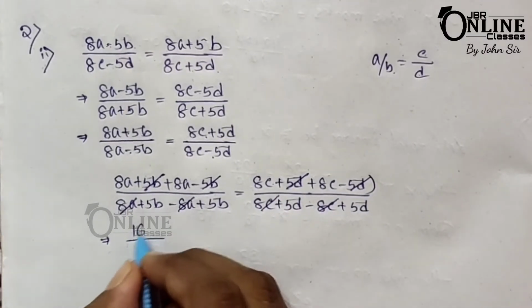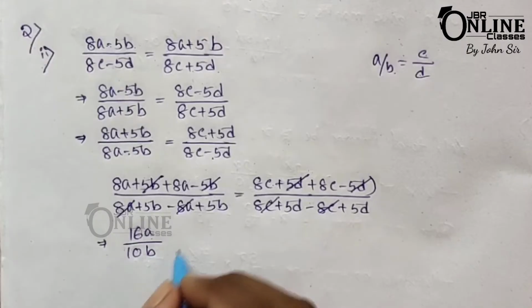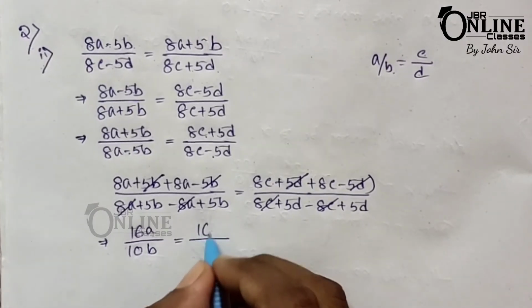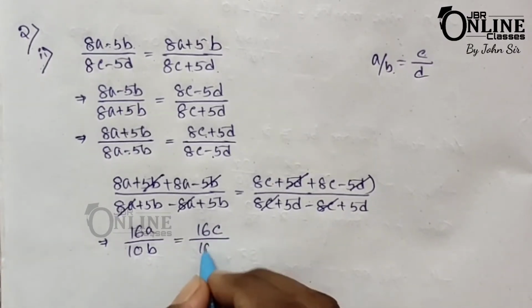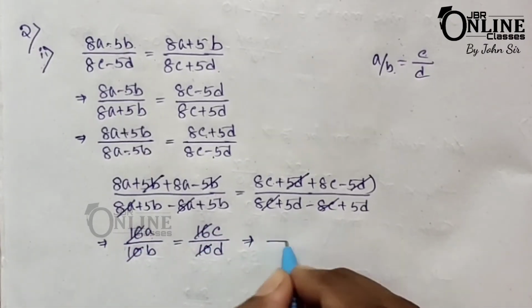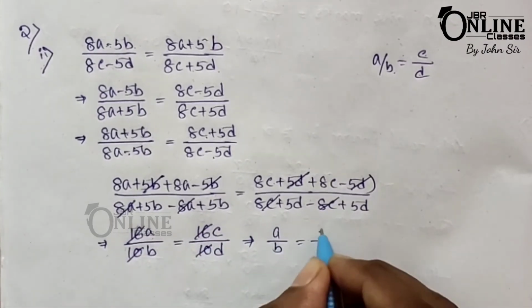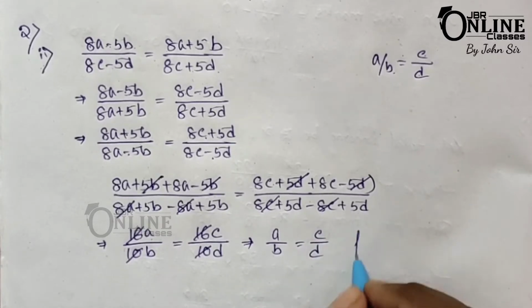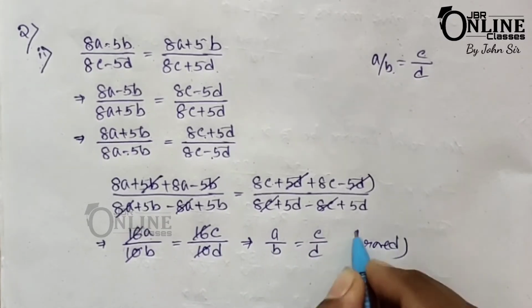So left hand side, 16A by 10B, and here 16C by 10D. So 10 10 cancel out, 16 16 cancel out. So finally it will be A by B equal to C by D. So it's proved.